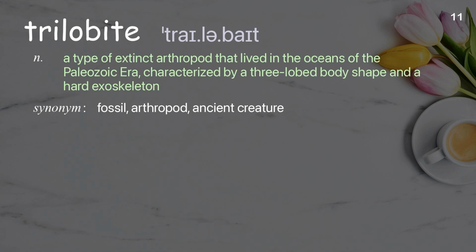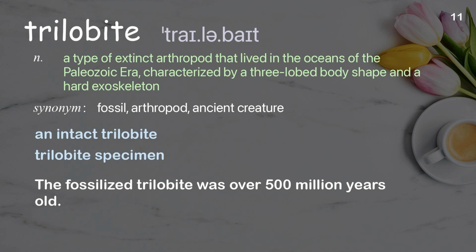Trilobite. A type of extinct arthropod that lived in the oceans of the Paleozoic era, characterized by a three-lobed body shape and a hard exoskeleton. Examples: An intact trilobite. Trilobite specimen. The fossilized trilobite was over 500 million years old.